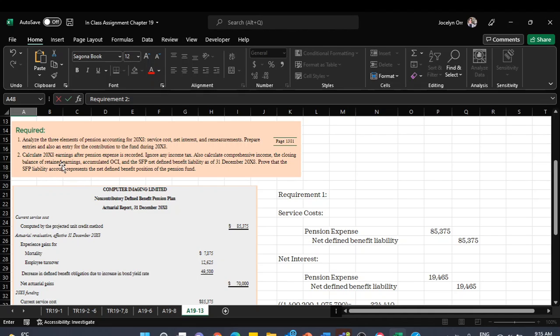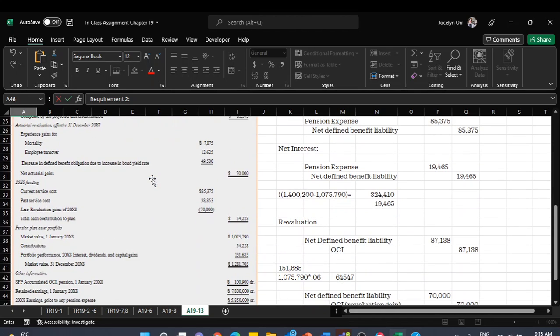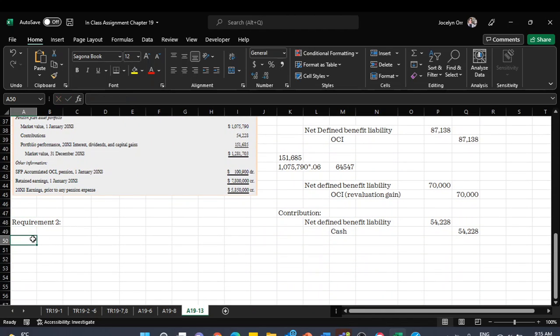Requirement 2 is that we want to calculate our earnings after pension expense is recorded, ignoring any income tax, and then also calculate comprehensive income, closing balance of retained earnings, accumulated OCI, and our statement of financial position net defined benefit liability. So let's first look at what's going to happen on the statement of comprehensive income.